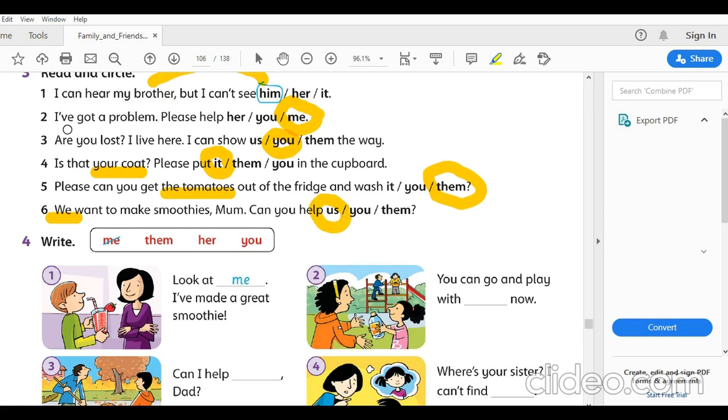I, my brother here, he becomes him, and you stays the same. Your coat, is that it? It stays the same in the object case. For tomatoes, the pronoun I can use is they, which becomes them, and we becomes us. Okay.